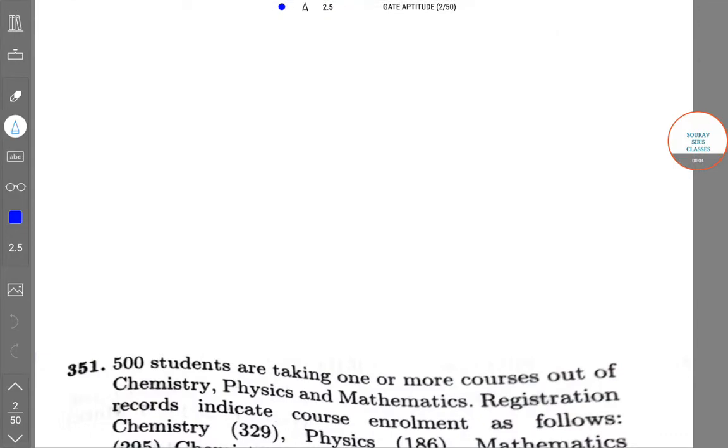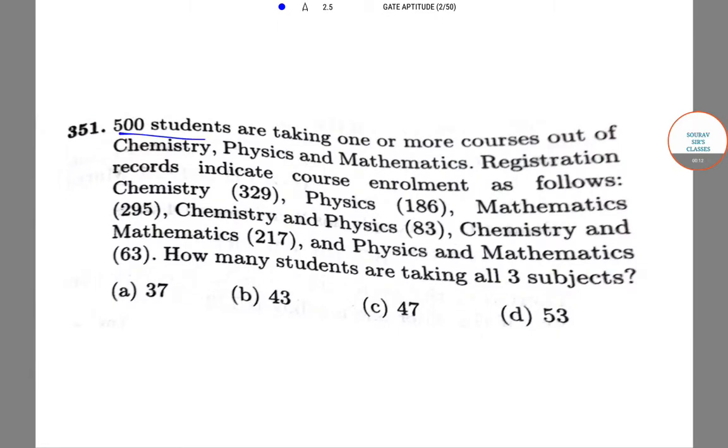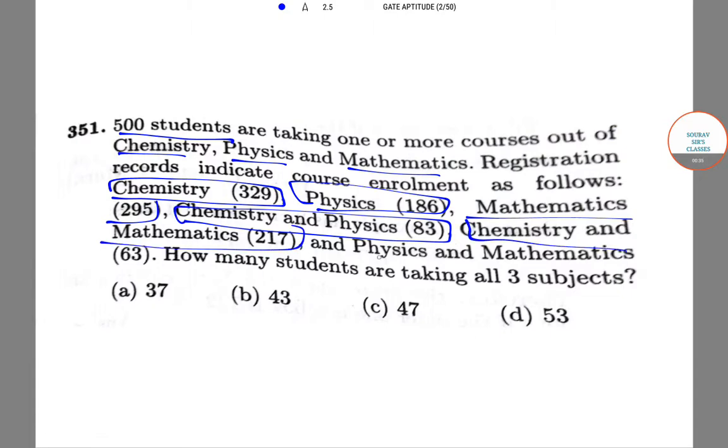Today we would be solving a few questions on GATE General Aptitude. So the first question is, 500 students are taking one or more courses out of chemistry, physics and mathematics. Registration records indicate course enrollment as follows: Chemistry 329, Physics 186, Mathematics 295, Chemistry and Physics 83, Chemistry and Mathematics 217, and Physics and Mathematics 63. Then how many students are taking all three subjects?